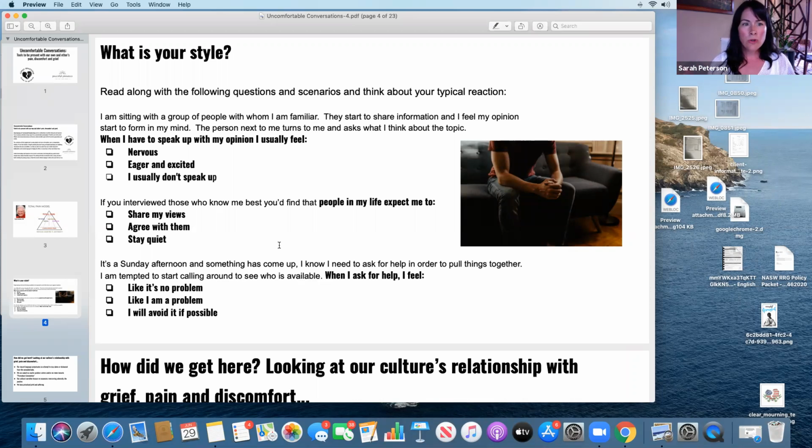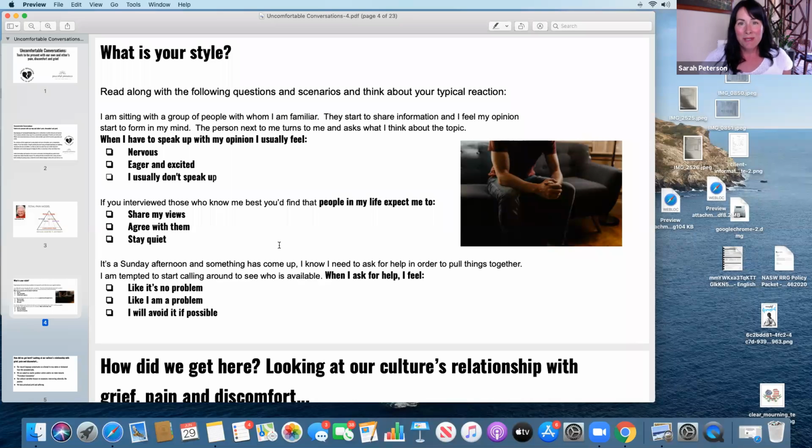So I'm sitting with a group of people with whom I'm familiar. They start to share information and I feel the opinion form in my mind. The person next to me asks what I think. When you're asked about your opinion, do you usually feel nervous, eager and excited, or maybe you just generally stay quiet? If you interviewed those who know you best, you could expect them to say that you share your views, that you agree with them, or that you stay quiet.